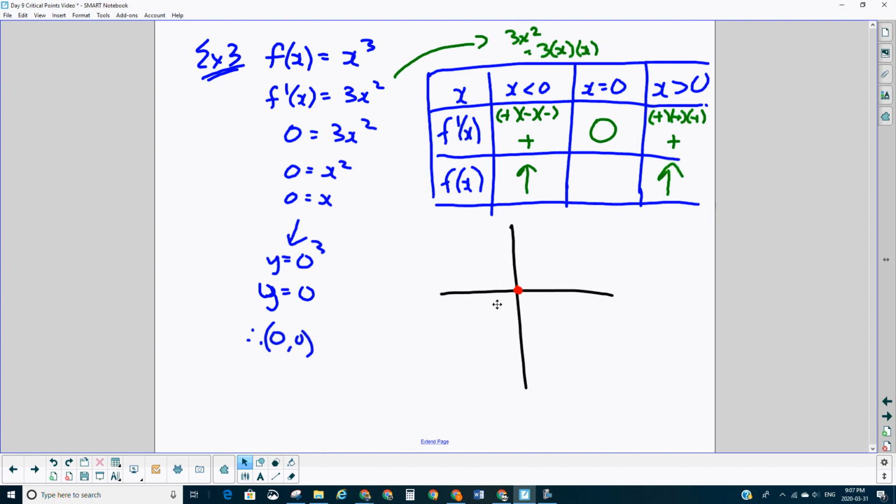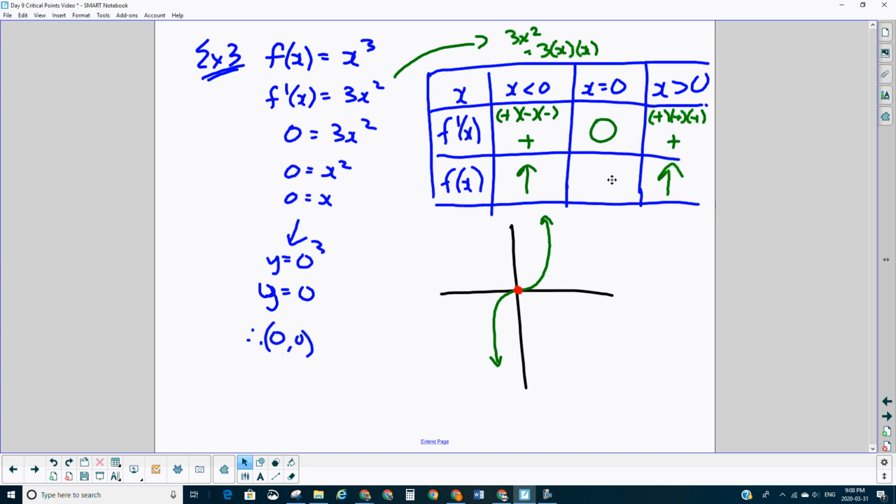So it's not a local max or a local min. But the math still suggests that it's flat at that point. And we know something about x cubed, that it does. It comes along and it flattens out there for a moment, and then it continues on. So it's not a local max or a min. It's not going from increasing to decreasing. It's going increasing and increasing. So this point is no longer called a max or a min.